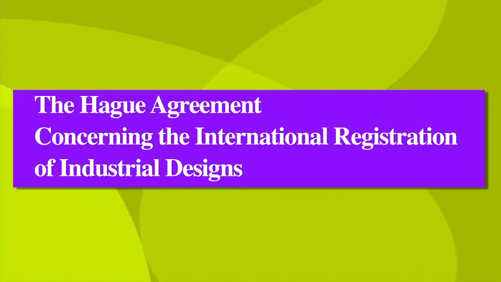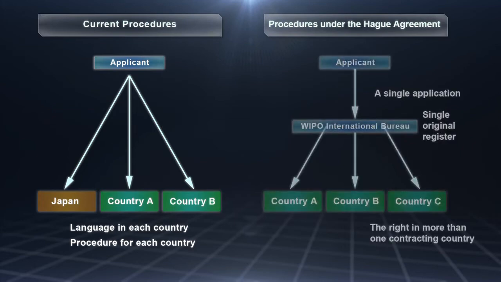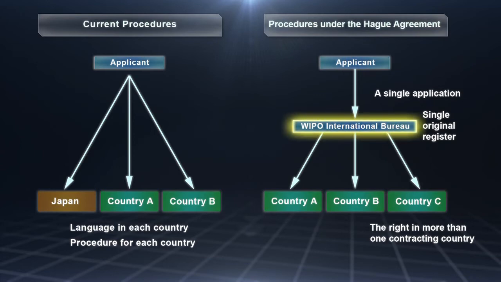The Hague Agreement concerning the international registration of industrial designs. The Hague Agreement concerning the international deposit of industrial designs provides a mechanism for applying for and registering an industrial design. This has benefits such as simplifying the application procedure and reducing costs, since the procedure for designated contracting member countries can be carried out by means of a single application to WIPO, rather than having to apply to each country individually.